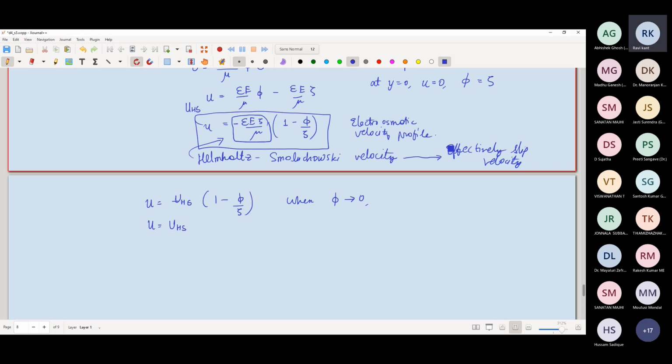Let me also note that the velocity profile is solely because of the electric field. Yes, there is no additional pressure gradient.